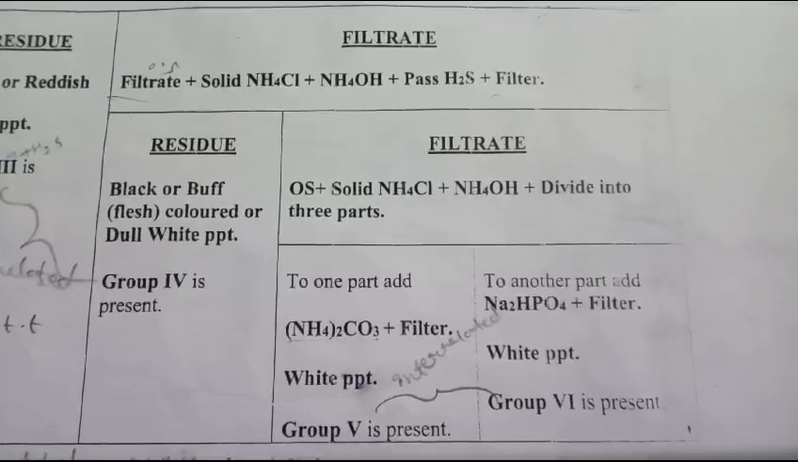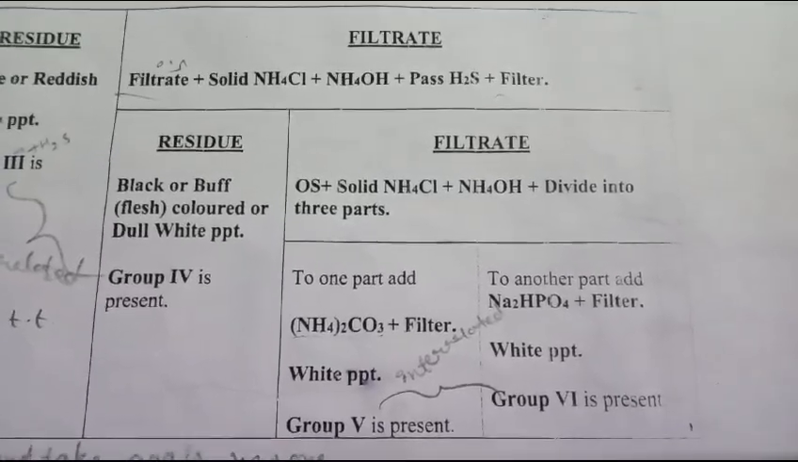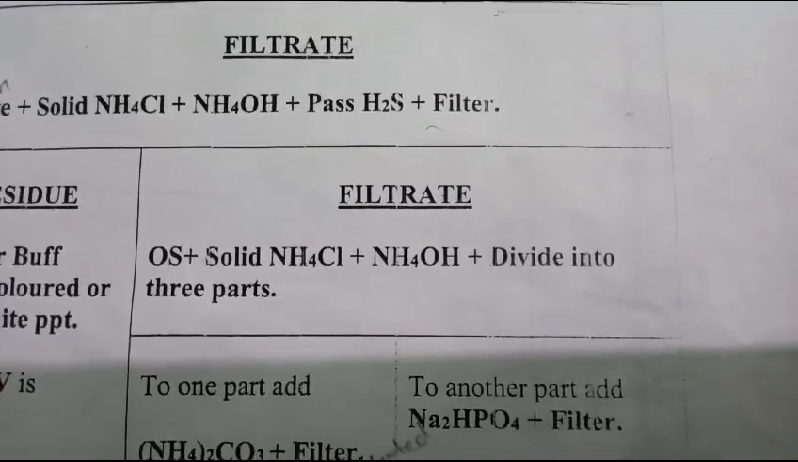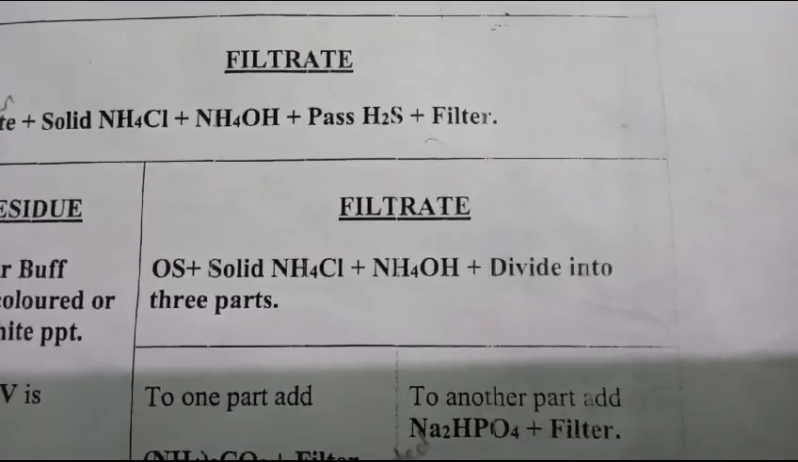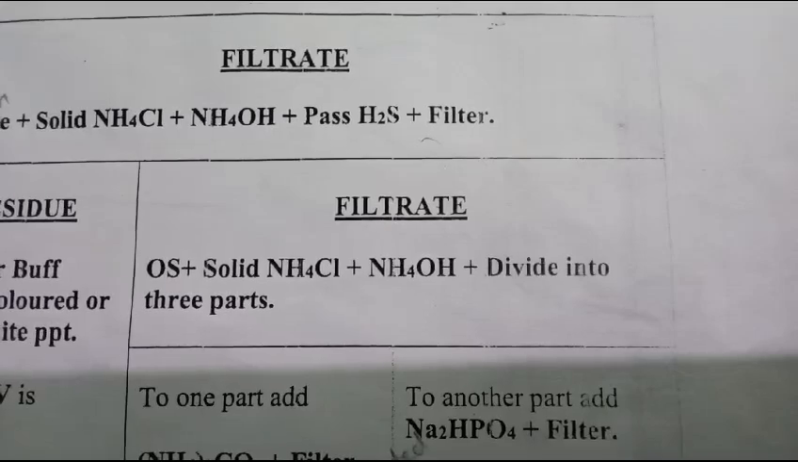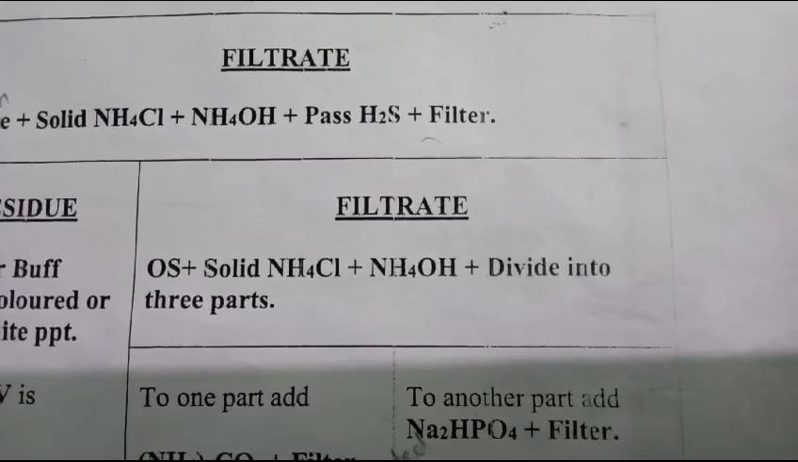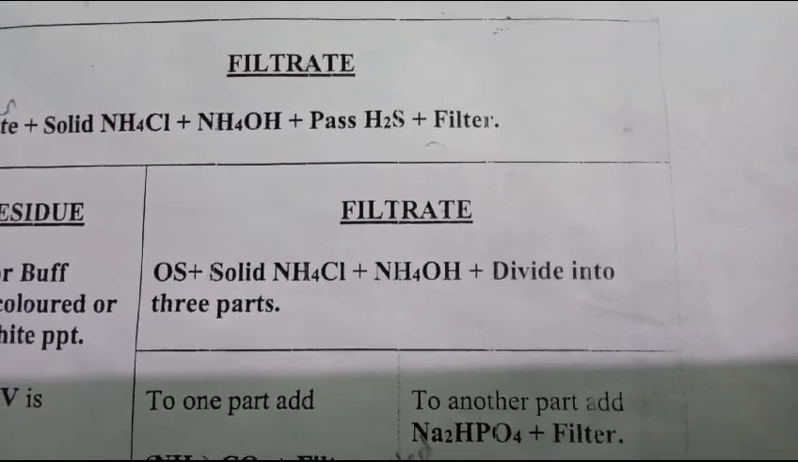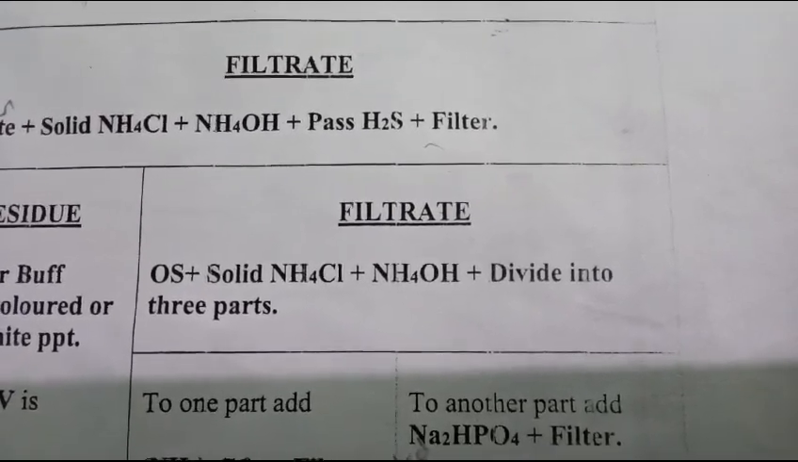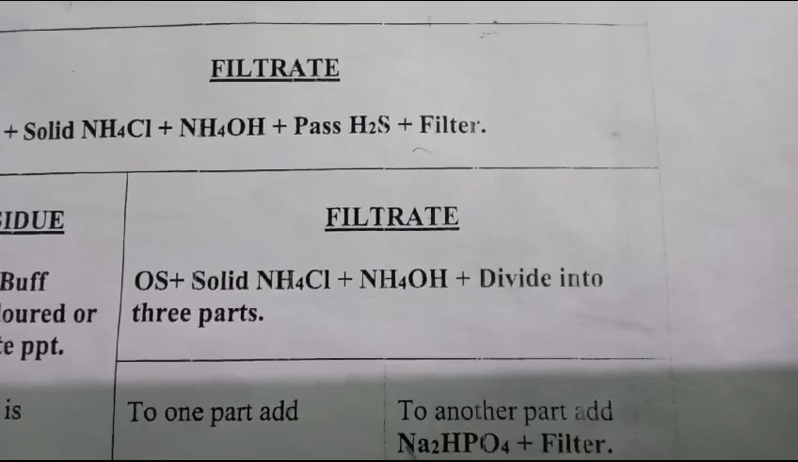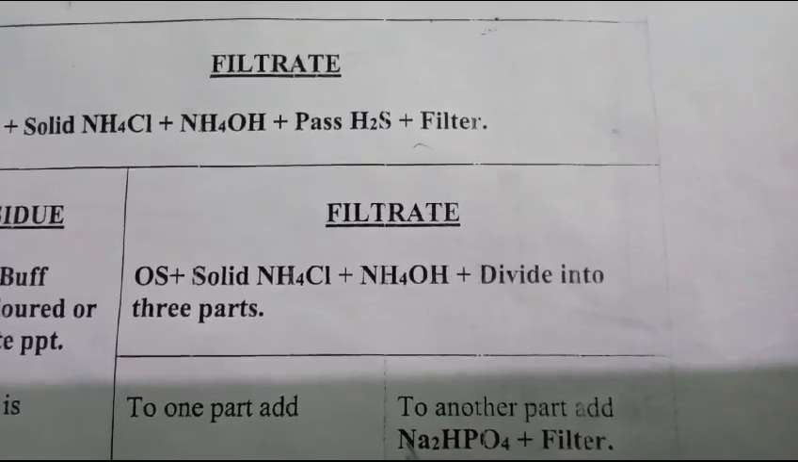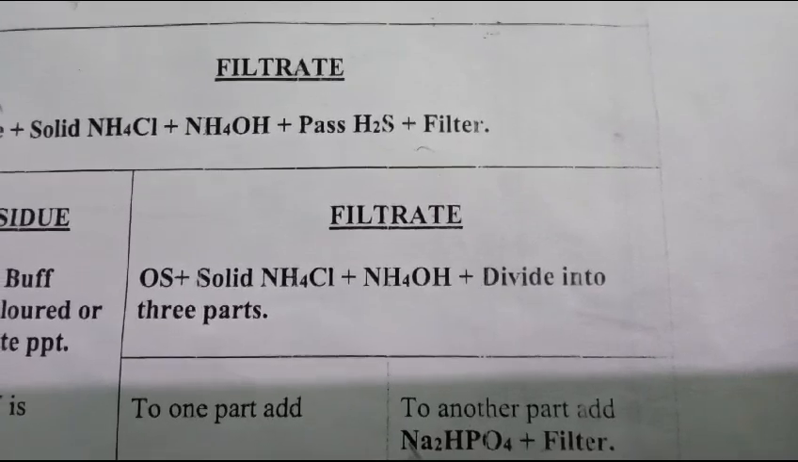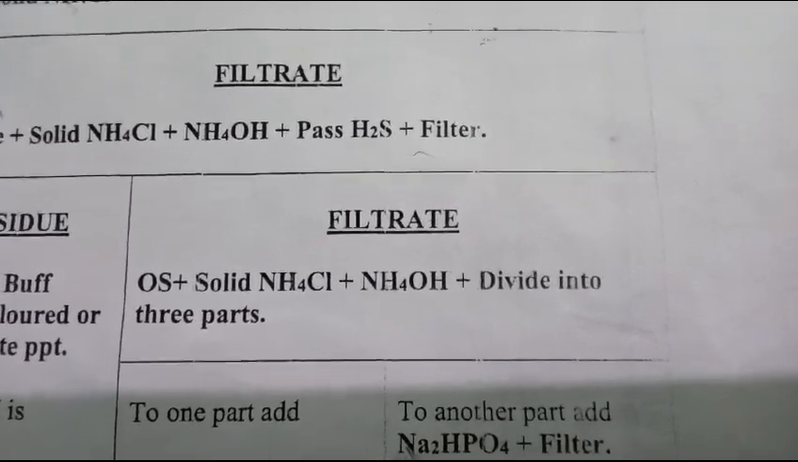So for group 6, take a test tube, add a small amount of original solution, then solid ammonium chloride and ammonium hydroxide, then mix and take three parts. That means two more test tubes, and take a small amount in each of the other parts.